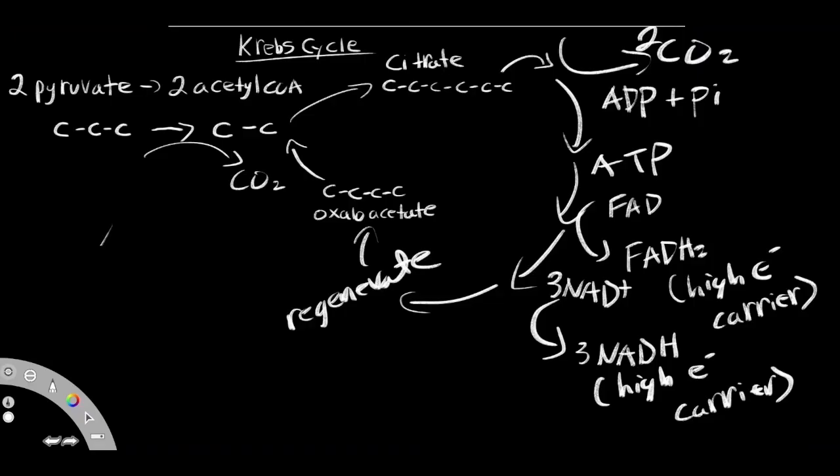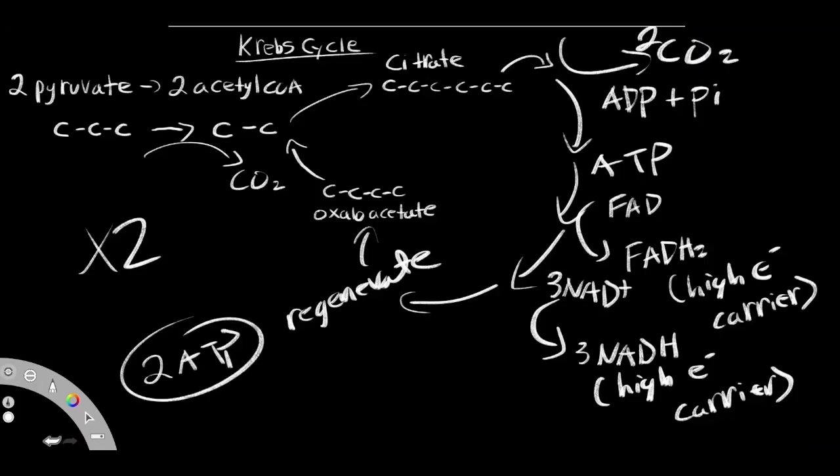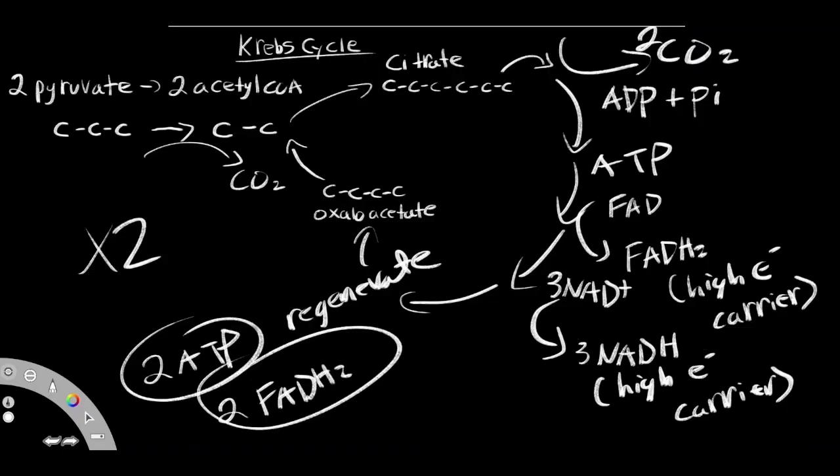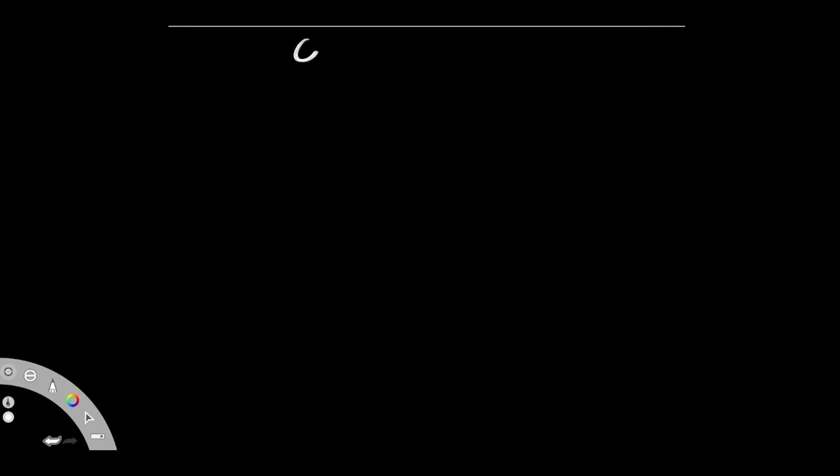And like I said, this happens twice, right? So technically, instead of just making 1 ATP, you've actually made 2 ATPs. So 2 ATPs were generated. Same thing with the FADH2s. Instead of 1 FADH2, we've made 2 FADH2s. As well as the NADHs, instead of 3 NADHs, we now have 6 NADHs. Now let's get to oxidative phosphorylation.